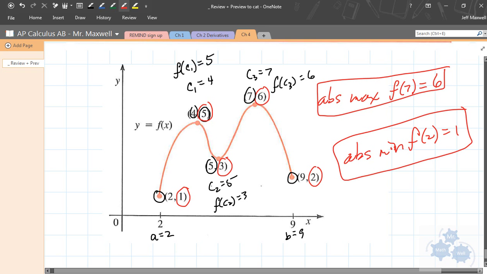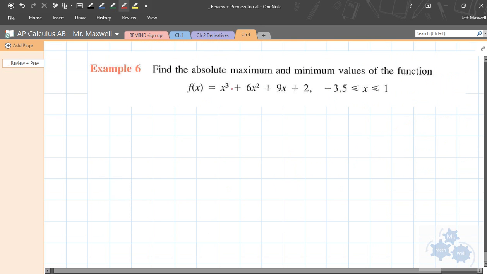For that particular example. Alright, so here's an example from the text that says find absolute max and min of this function. Here are the endpoints, so it goes from negative 3.5 to 1. We're not going to graph it, we're going to do the calculus to see if we can figure this out.